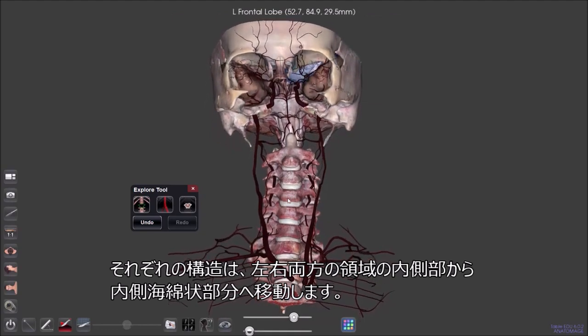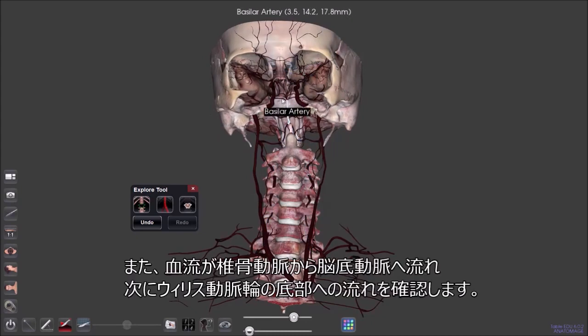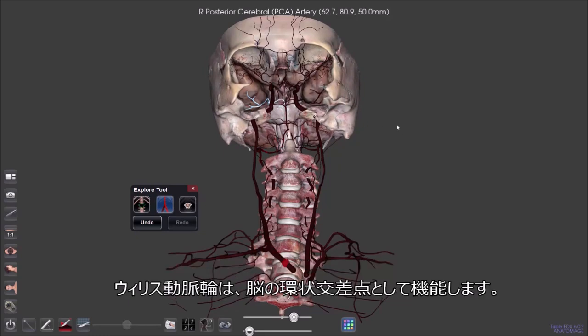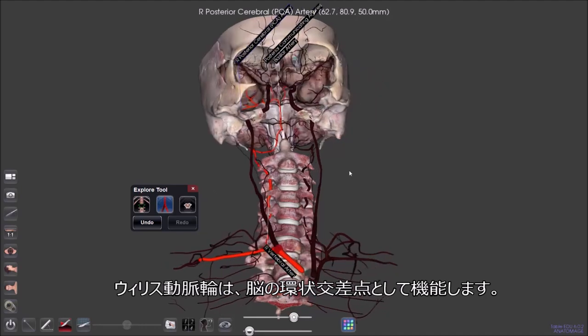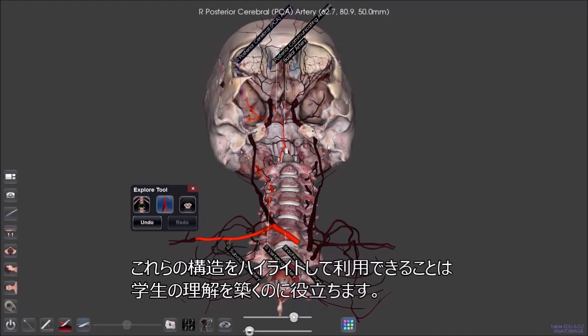We can also see blood flow coming up from the vertebral arteries, moving into the basilar artery, and then into the base of the circle of Willis. The circle of Willis ultimately acts as a traffic circle for the brain, allowing people to better highlight these structures and utilize them helps build a better understanding for students for them to utilize in class.